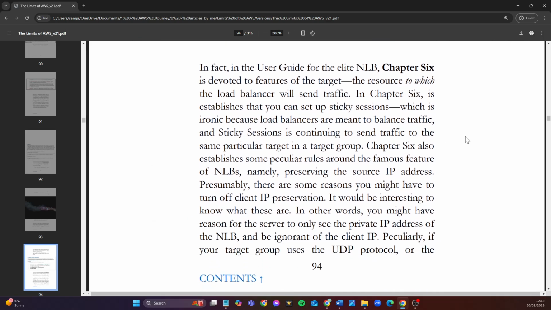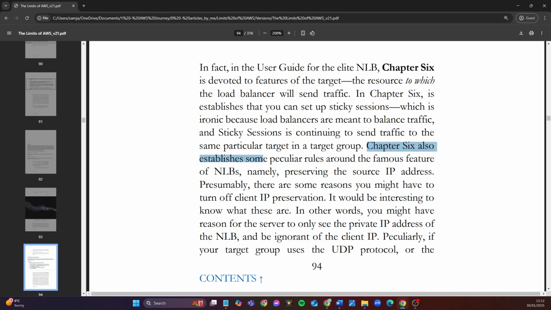In fact, in the user guide for the Elite NLB, which is like an American Black Hawk, Chapter 6 is devoted to features of the target, the resource to which the load balancer will send traffic. In Chapter 6, it establishes that you can set up sticky sessions, which is ironic because load balancers are meant to balance traffic, and sticky sessions is continuing to send traffic to the same particular target in a target group.